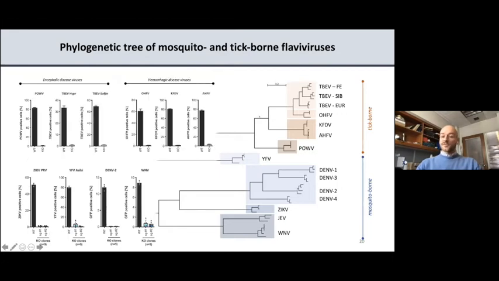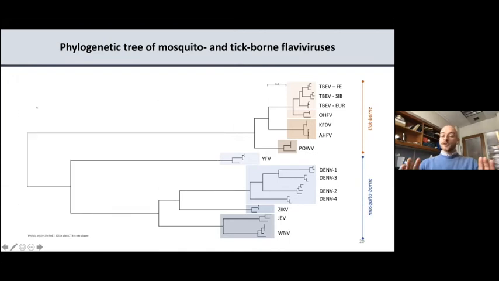And in collaboration with the CDC, we were also able to test some tick-borne viruses. We had a group of viruses causing encephalitic disease and also hemorrhagic fever. And again, knockout cells don't support viral infection relative to wild-type cells.